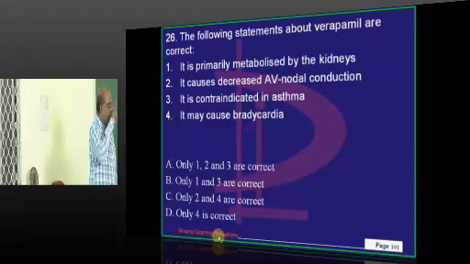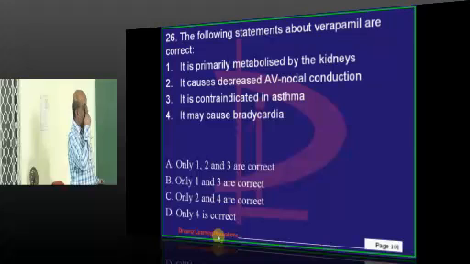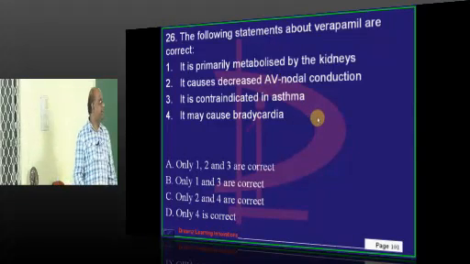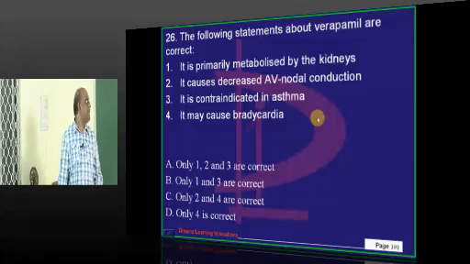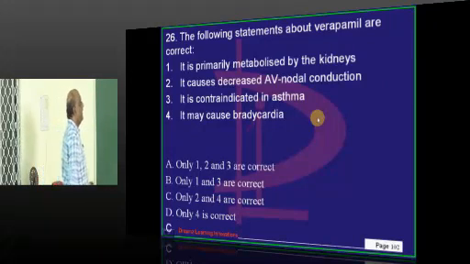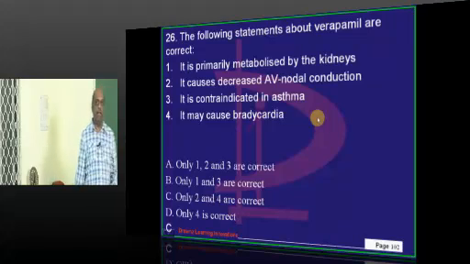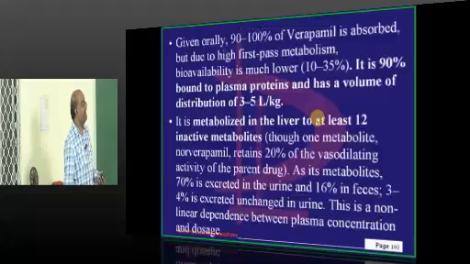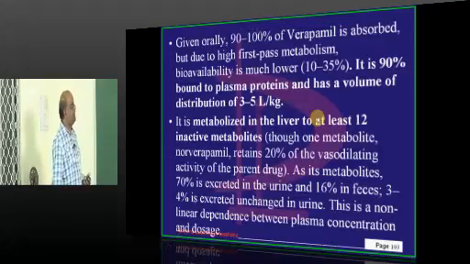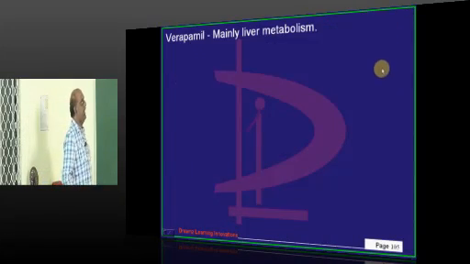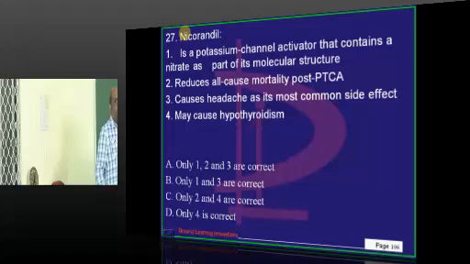2 and 4. He means to say it can cause bradycardia. It causes a decreased AV nodal conduction. Only 2 true statements in this, in his opinion. Okay, that's right. Nursing is absolutely right. It causes decreased AV conduction. It causes bradycardia. It is not contraindicated in asthma, and it is metabolized by the liver, not by the kidney. That's right.